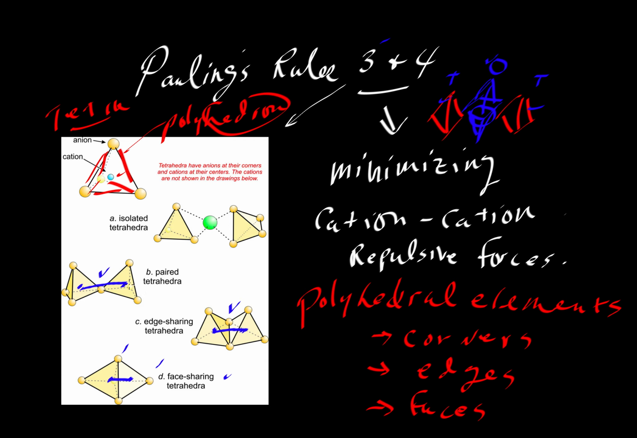So rule 3 is really about the geometry of these, that if you have cations that are highly charged, and that segues into rule 4, then it's going to be increasingly less likely that you would have corner, edge, or face sharing. And face sharing would be the least likely of them all because it brings those cations in close contact.